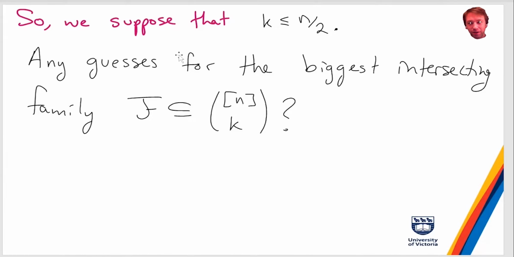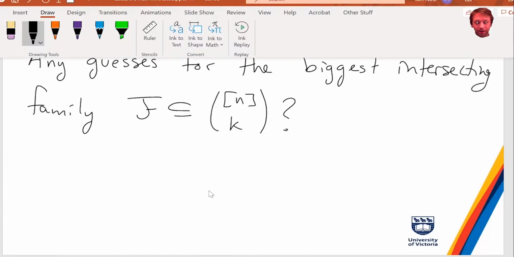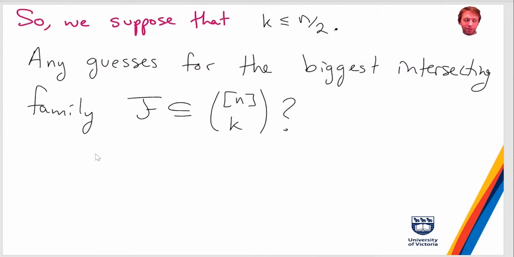Probably pretty much the only way you could come up with n minus 1 choose k minus 1 is by emulating the case k equals 2, right? In k equals 2, we just fixed the point and took all the sets of size 2 that contain that point, right? That's going to work here.